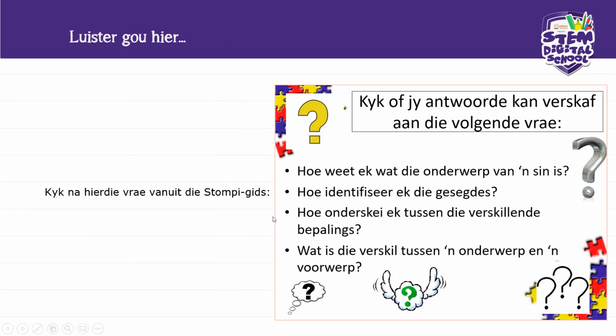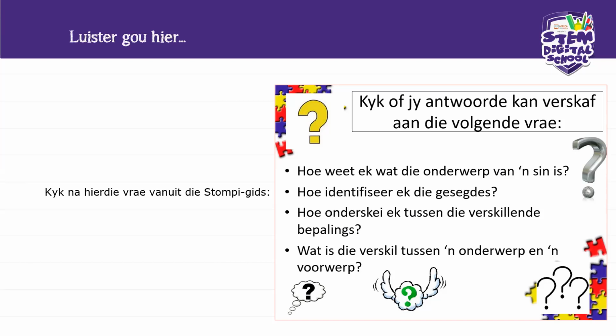All right, so this is also a resource that I got, STOMPI-GIDS in Afrikaans. Beautiful PowerPoint on Stompie. And this is just a way of asking yourself what a sentence is about. So when you have an Afrikaans sentence in front of you, try to identify what the onderwerp in die sin, subject in the sentence is. In other words, who is in the sentence. After you've done that, identify the gesegdes. Remember, gesegdes is another word for werkwoord, and in English a verb. Identify the verbs in the sentence.